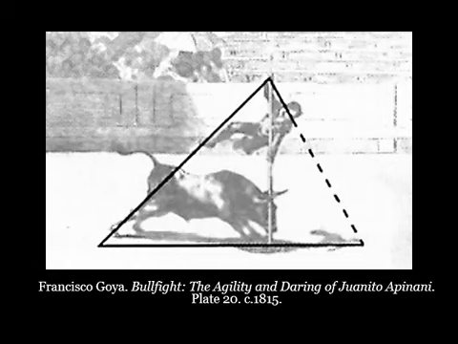And as we continue to examine the work, we see a triangular form forming from these lines and the directional lines within this composition. So we get this triangular form that centers around the figure of the bullfighter and the bull himself.